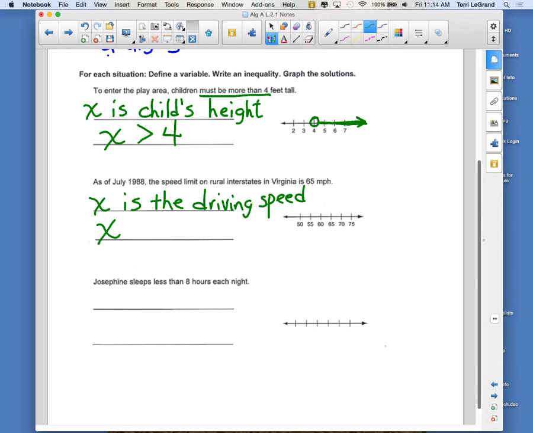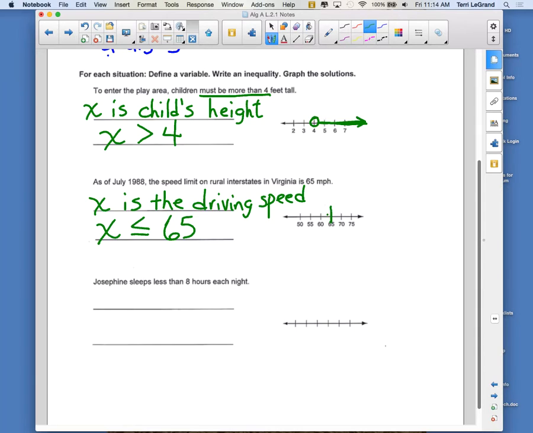Speed limit is 65 miles per hour. Speed limit means you can't do what? Go over that. Can you go that? Yes. Okay, so what would our inequality symbol be? 65 is going to be over here, right? Less than or equal to. So the speed you're driving has to be less than or equal to 65.